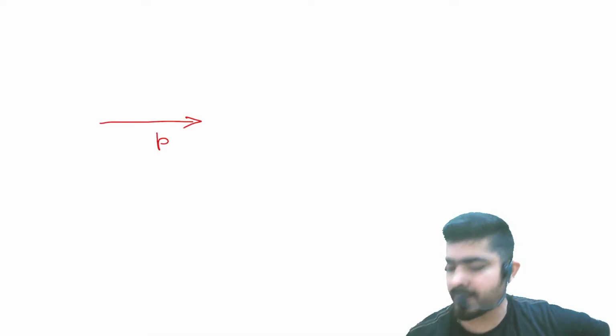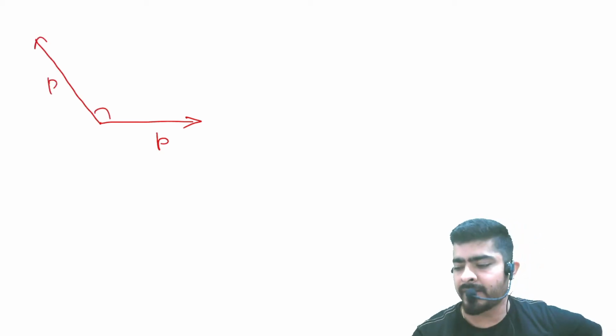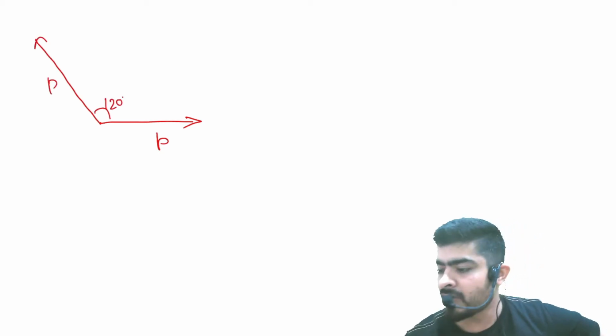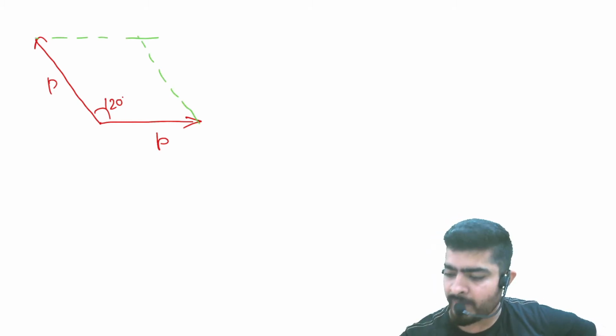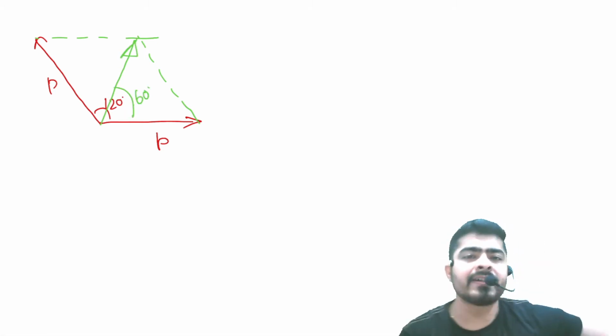Okay, so let's try. This is my first dipole, moment P. This is my second dipole, which also has dipole moment P, and the angle is 120. When you find the resultant of the two dipoles, apply the parallelogram law of vector addition. So this should be the resultant, and by symmetry, this angle should be 60 degrees.